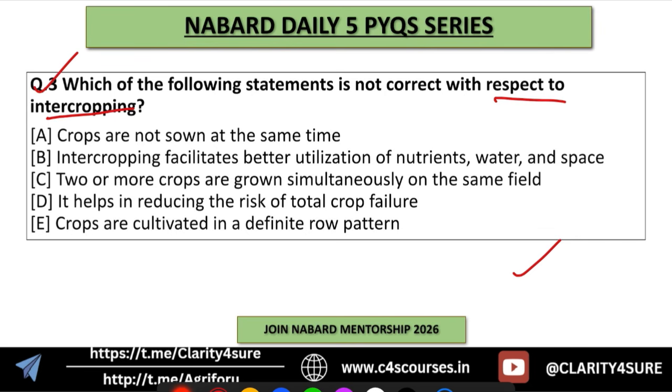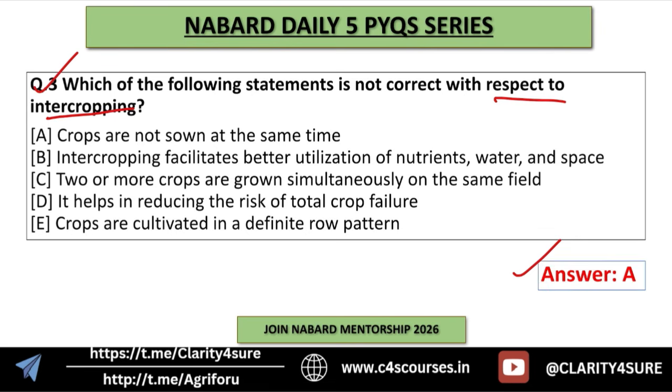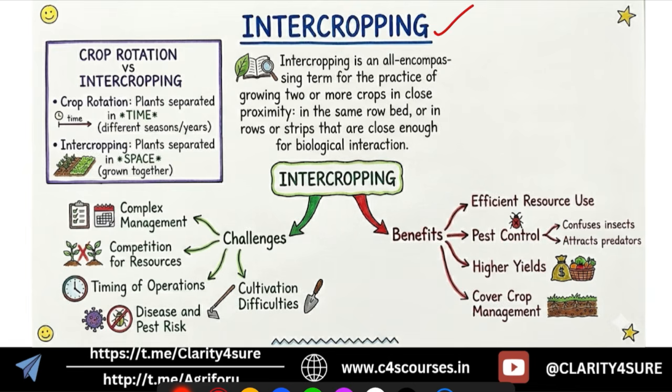We don't know the right options, so let's keep it aside and talk about the concept. So, what is intercropping? Intercropping is a practice of growing two or more crops in close proximity in the same row or bed, or in rows or strips that are close enough for biological interaction.